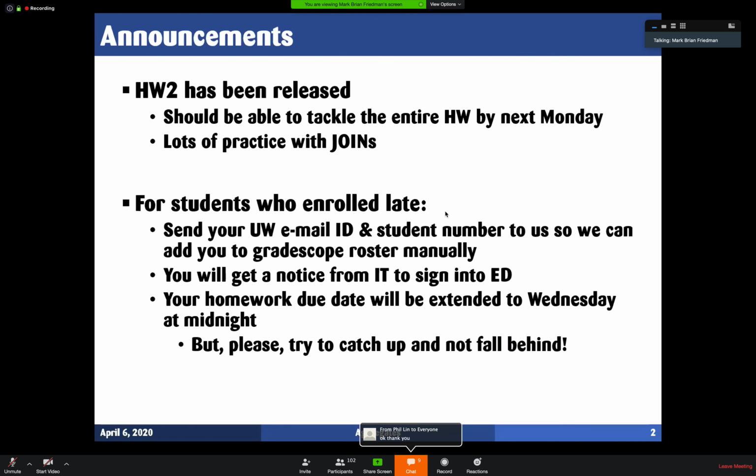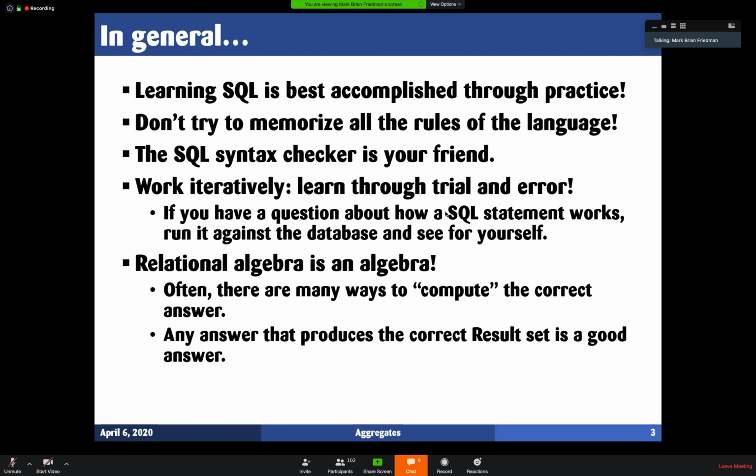And those of you that enrolled late, your homework due date is extended to Wednesday at midnight. I would caution you though, you did join late, but please try to catch up and not fall behind, because the next homework is being released right behind it. If anybody else is looking for an extension for various reasons, let us know. We're going to be as flexible as we can here. But again, the problem is falling behind. Okay. Anybody have questions about that? Yeah, I think you can. I saw that question about that.